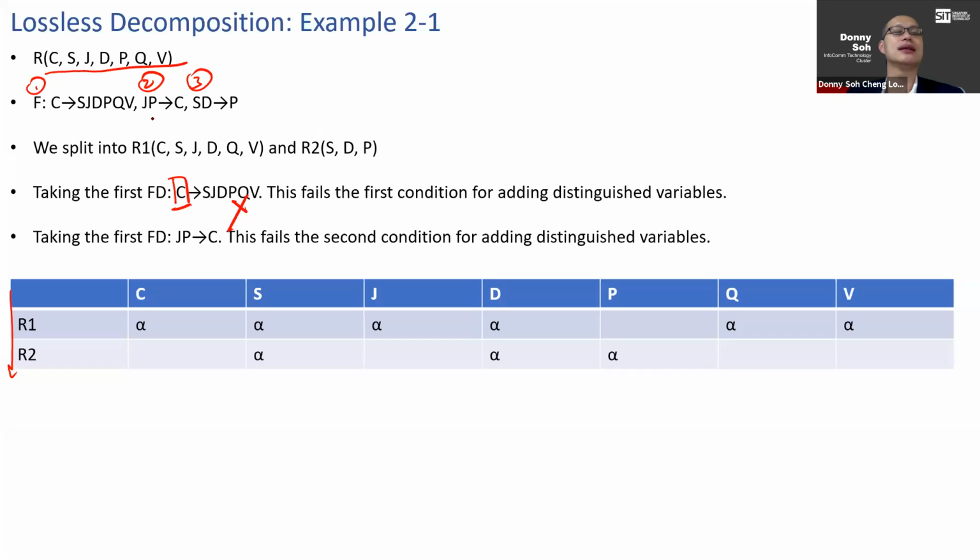Okay, let's look at the second FD. In the second FD, it is J and P together. J and P together do not have two or more rows with both J and P having the distinguished variable, and so this will also fail. Let's look at the third one, which is SD implies P. SD, so S and D.